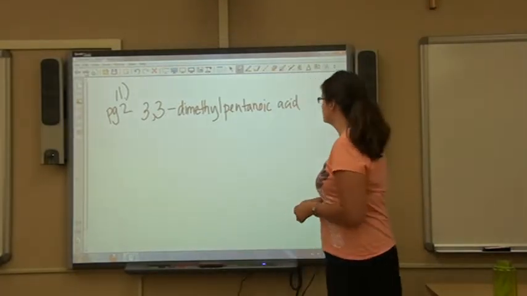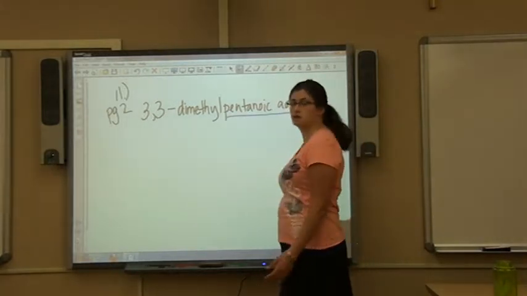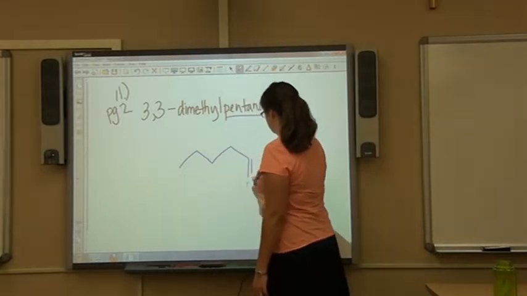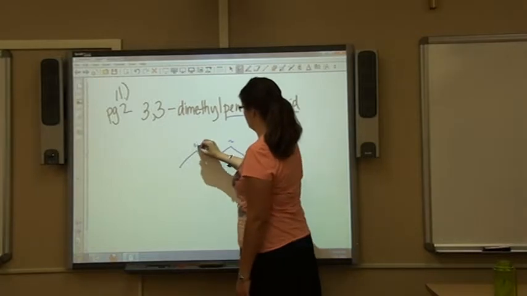Okay, and now here's one where you have to draw the picture from the name. So let's try this out. Okay, always start from the back. Let's do pentanoic acid first. That means a chain of 5 carbons. 1, 2, 3, 4, 5.